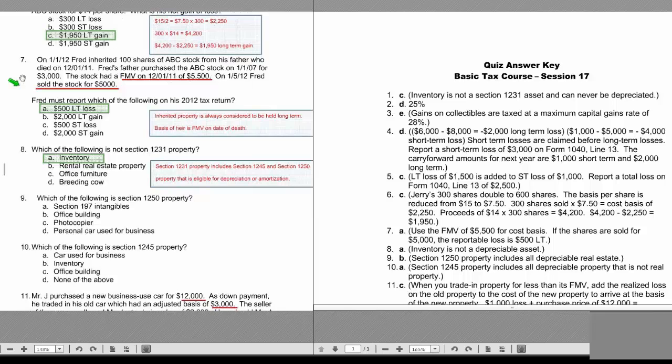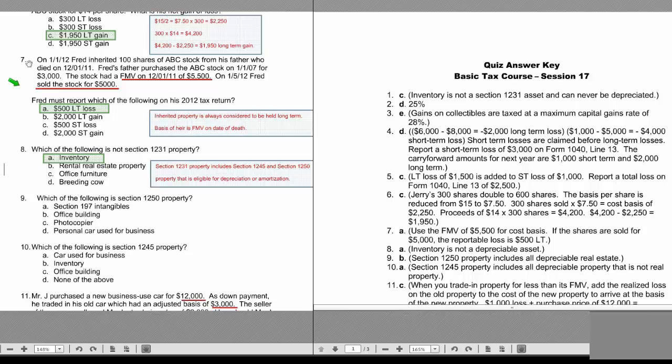Question number 7. On 1/1/12, Fred inherited 100 shares of ABC stock from his father, who died on 12/1/11. Fred's father purchased the ABC stock back in 2007 for $3,000. The stock had a fair market value on the date of Fred's father's death of $5,500. Then on 1/5/2012, Fred sold the stock for $5,000. What will his gain or loss be?